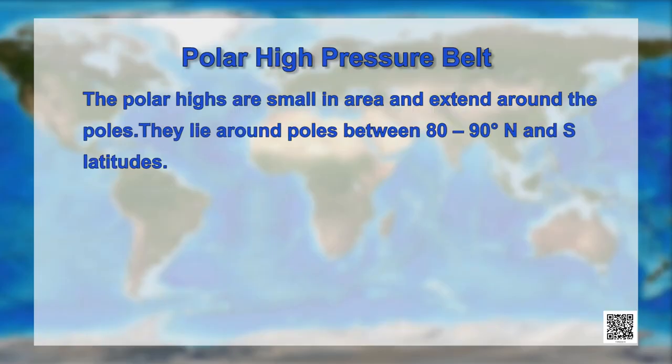Due to a great contrast between the temperatures of the winds from subtropical and polar source regions, extratropical cyclonic storms or lows are produced in this region. Now we will talk about polar high pressure belt. The polar highs are small in area and extend around the poles. They lie around poles between 80° to 90° north and south latitudes.